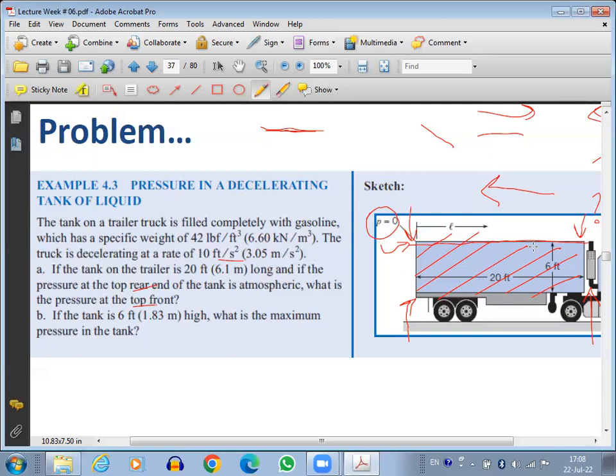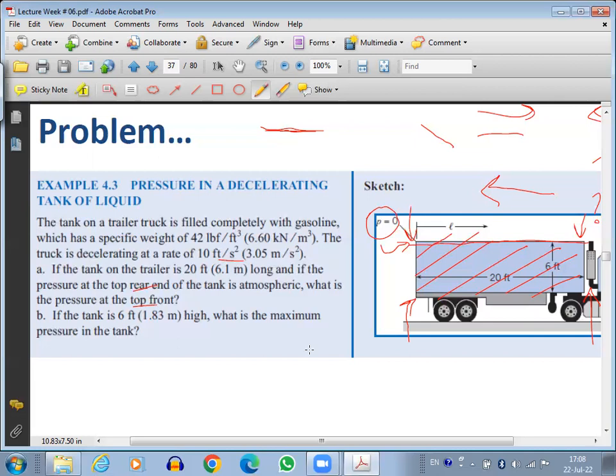जितनी ज़्यादा acceleration होगी उतना ज़्यादा tilt होगा, जितनी कम acceleration होगी उतना कम tilt होगा. Okay. So now we have to find out, first of all, if the pressure at the top rear end is atmospheric, what will be the pressure at the top front end? This is one thing. Then the second thing is, what will be the maximum pressure in the tank under this condition? The maximum pressure will always be at the bottom.